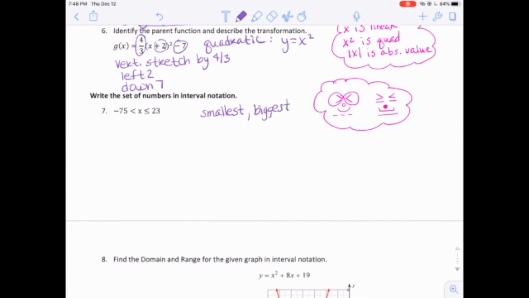So our smallest number in this inequality is -75. Our biggest number is 23. The -75 has a less than symbol, which relates to a parentheses based on our little smiley face, and the 23 has a bracket based on the less than or equal to. This is our final answer.